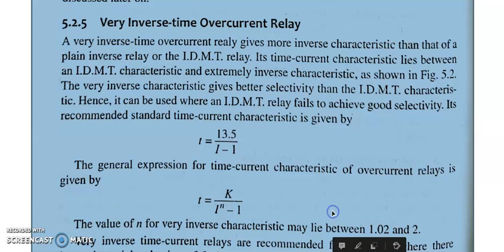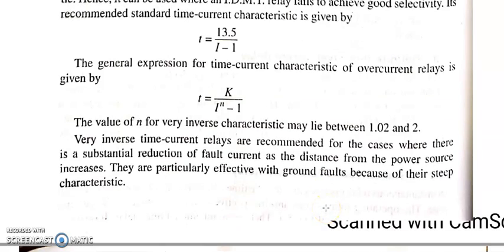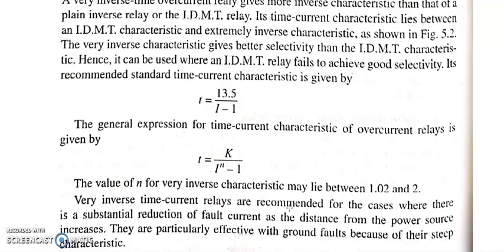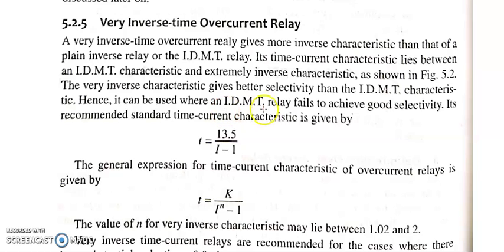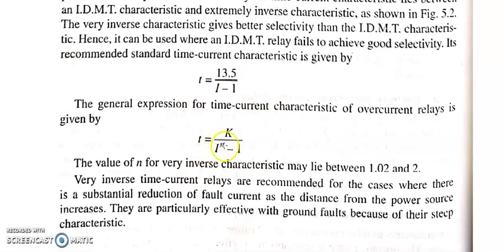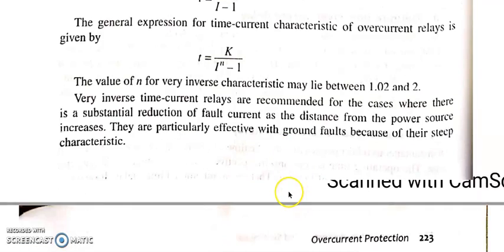Very inverse time current relays are recommended for the cases where there is a substantial reduction in the fault current as the distance from the power source increases. They are particularly effective for ground faults because of their steep characteristics. Steep characteristic means what? Steep characteristic. That's why it is called a very inverse time overcurrent relay. So wherever we require steep characteristics, such a type of relay is used, and whenever IDMT relay fails, we go to the very inverse time overcurrent relay.